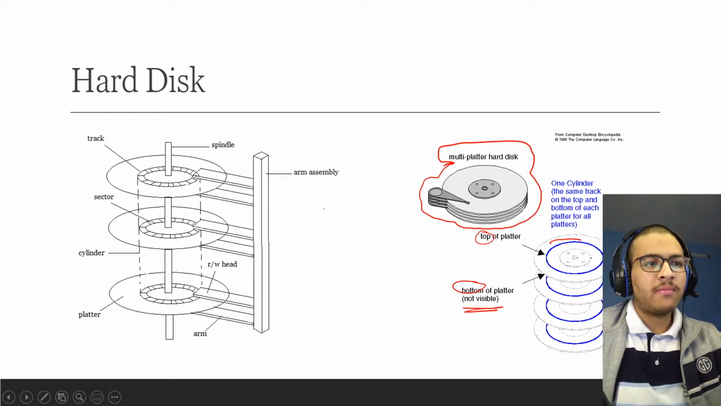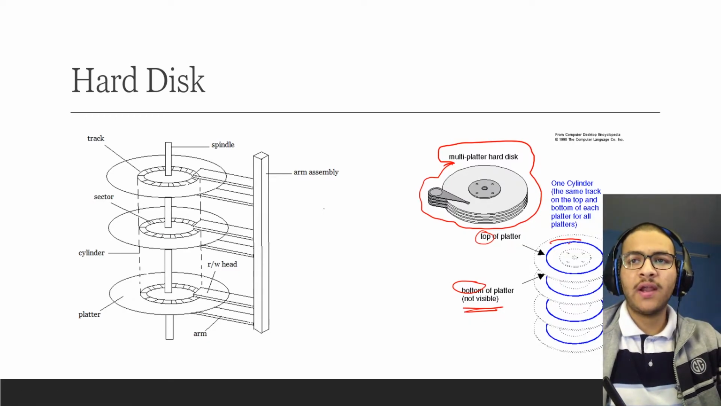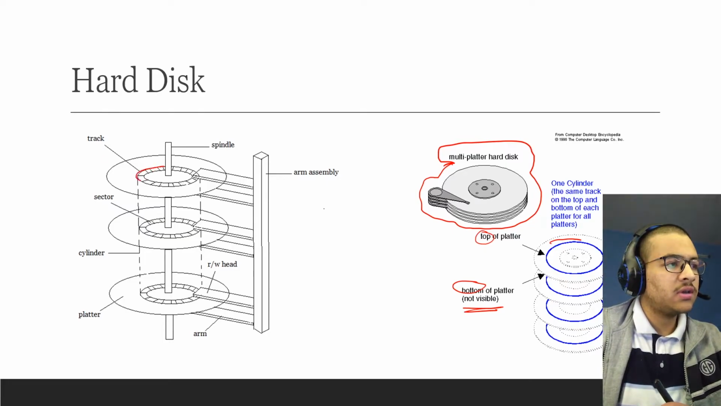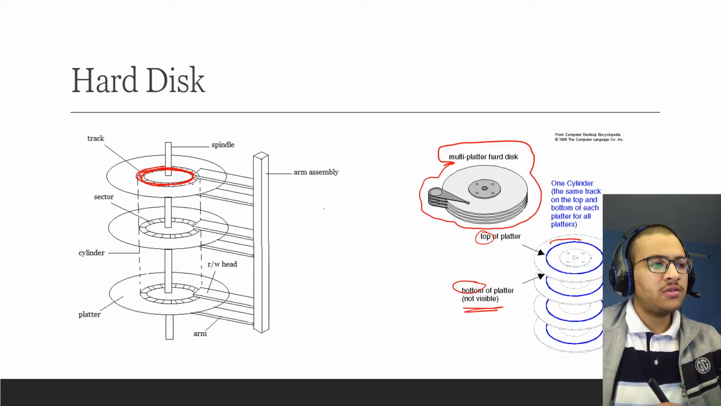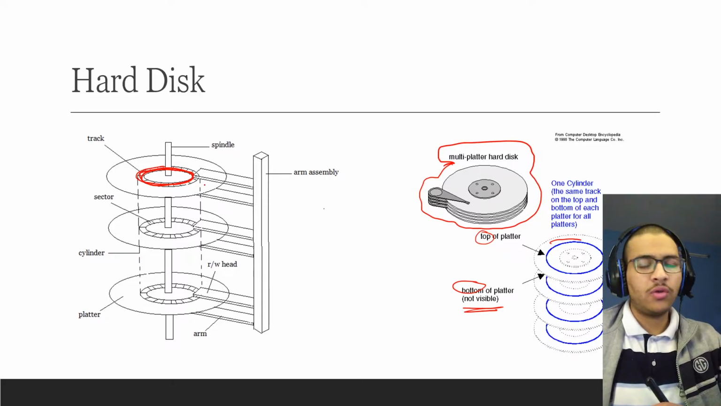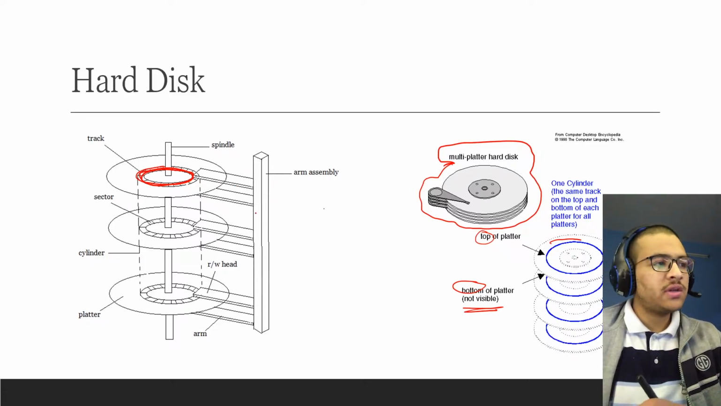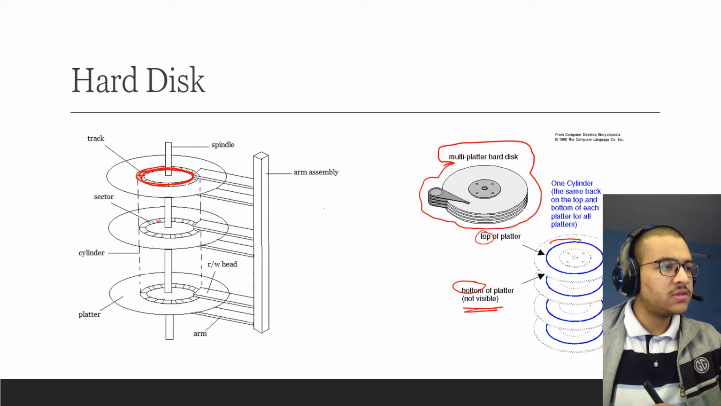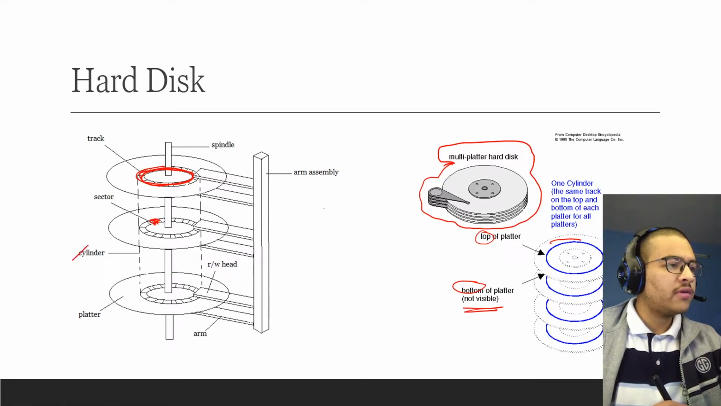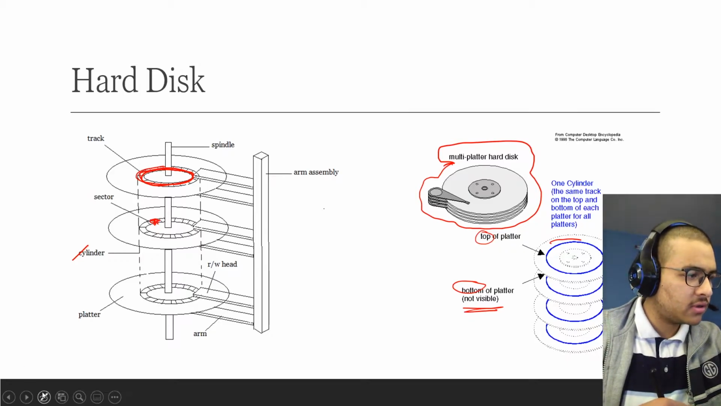Each platter can be divided into thousands of tightly packed concentric circles known as tracks. As you can see, this is a track, and there are thousands of such tracks in one platter on the top surface and also on the bottom surface. Each track can be further subdivided into multiple sectors, and this is the particular area where the data is stored.